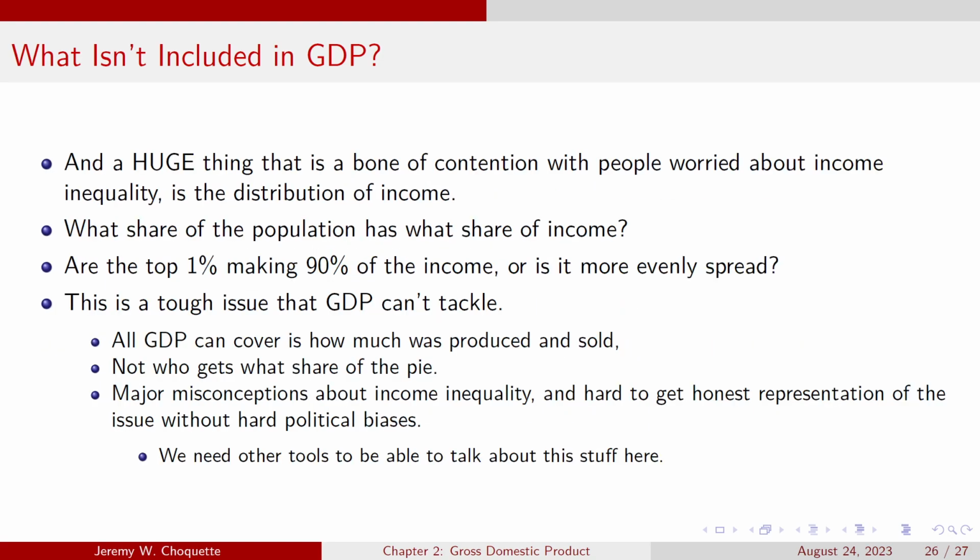Now, another thing that's not included in GDP: what about income inequality, right? The distribution of income. What share of the population has what share of income? Well, GDP isn't designed to tackle that. So when people attack GDP for that, it's like, you're getting fussy about a tool that's not meant to address a certain thing. It's like getting mad at a screwdriver because it can't do what a hammer does. Is the top 1% making 90% of the income, or is it a little more evenly spread than that? This is something GDP just can't tackle, because all GDP can cover is how much was produced and sold, not who gets what share of the pie.